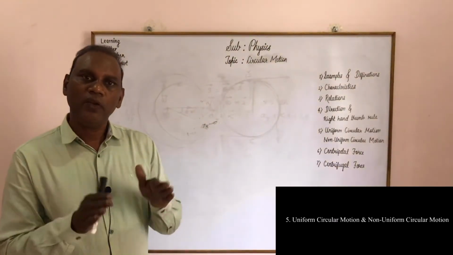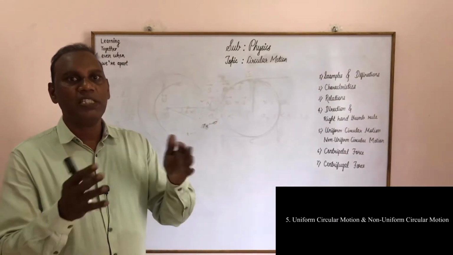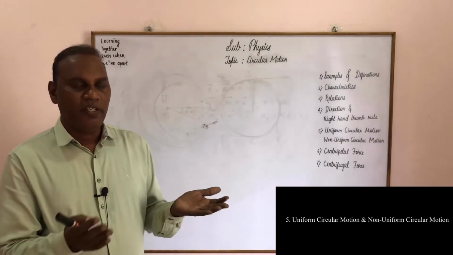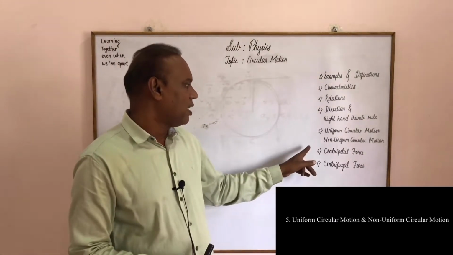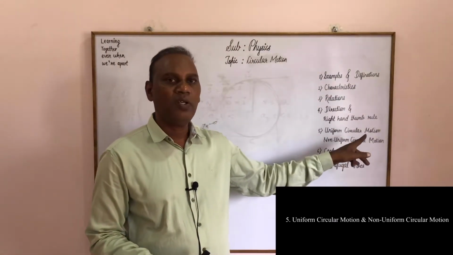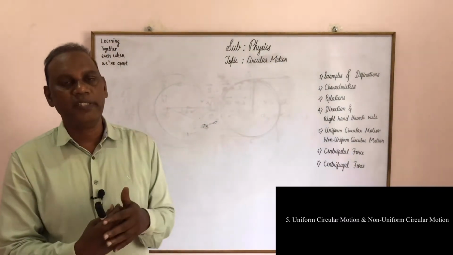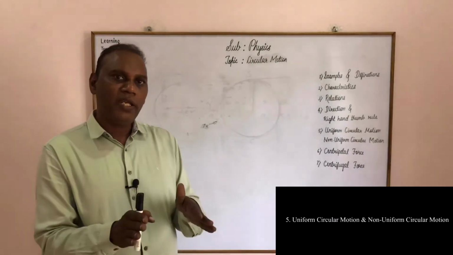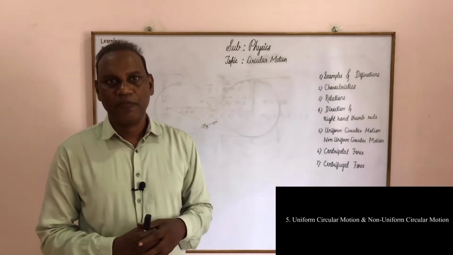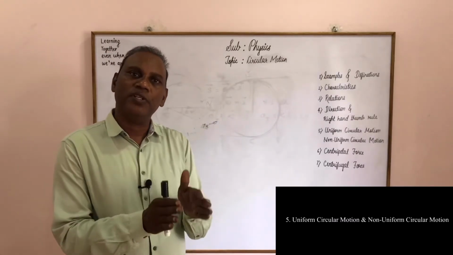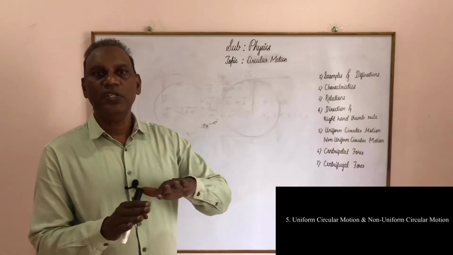The other is non-uniform circular motion. Motion of an object along the circumference with a variable speed, that is, a speed that increases or decreases, is called non-uniform circular motion. This means the magnitude of the tangential velocity changes.